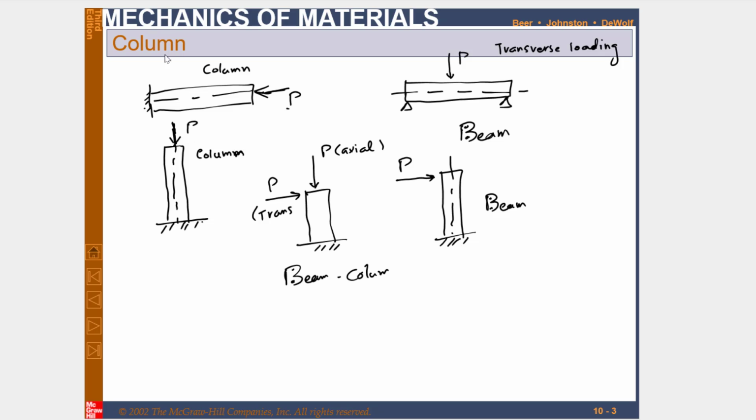So we cannot define the column as vertical members only. This is the confusion mostly found in students, that they consider that vertical members are known as column while horizontal members are known as beam. So they are only defined by the type of loading they are carrying. This definition is independent of the orientation of the member. Column carries the axial loading, clear, while beams carry the transverse loading.